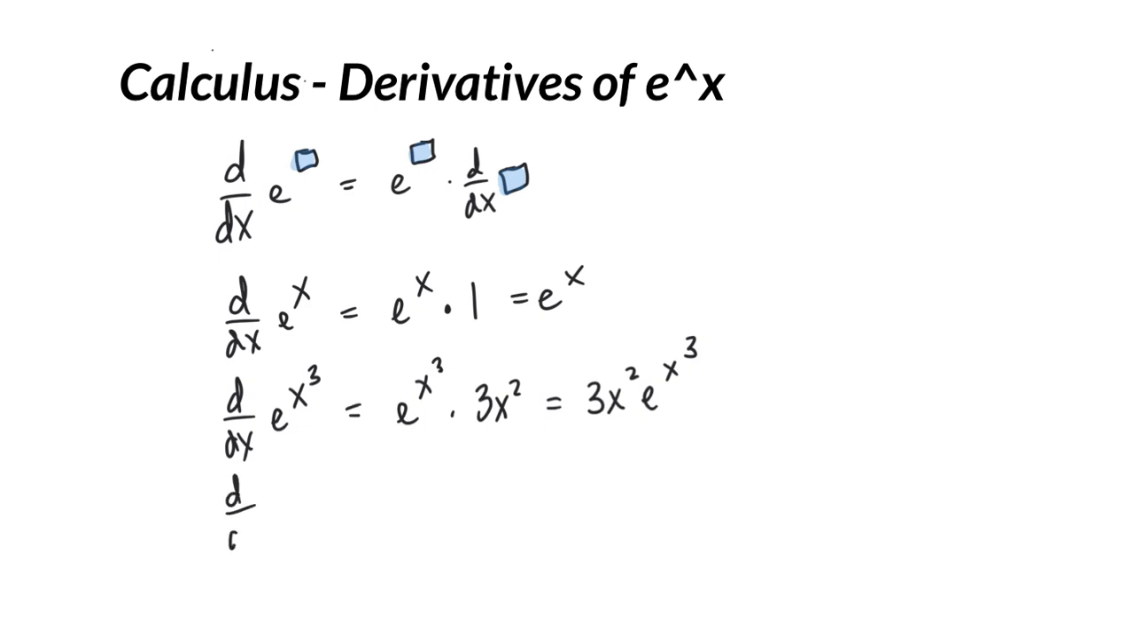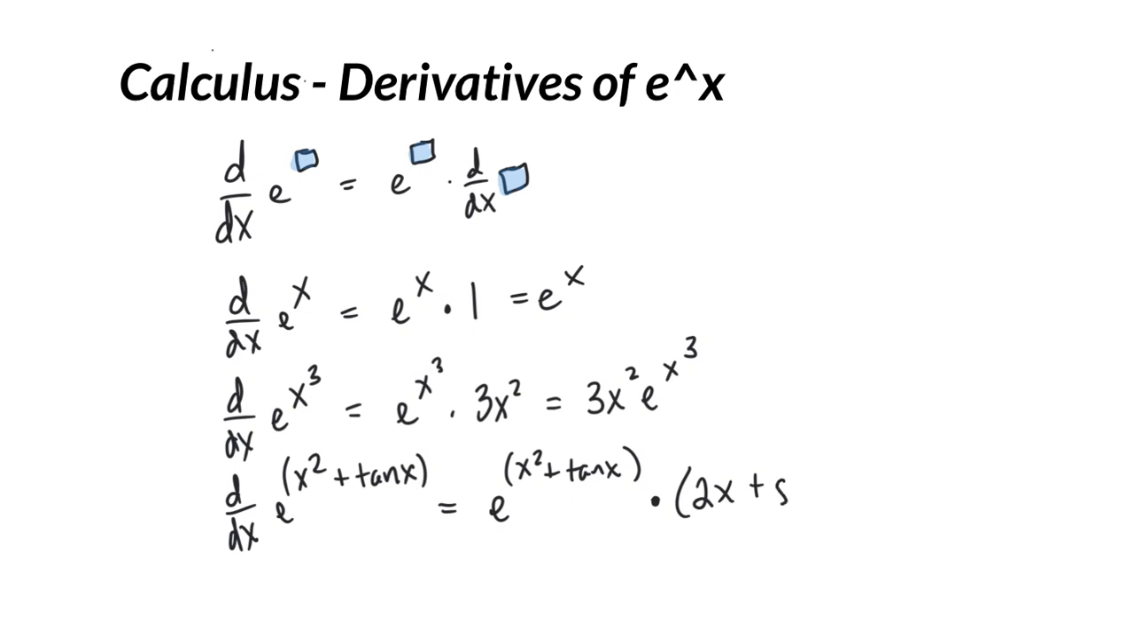If we said, what's the derivative of e to the (x squared plus tangent x)? Maybe I'll put that in parentheses so we see it's all part of the exponent. We'd begin by saying, all right, well, it's still e to the x squared plus tangent x, but then we would multiply by the derivative of that exponent. So the derivative of x squared and the derivative of tangent.